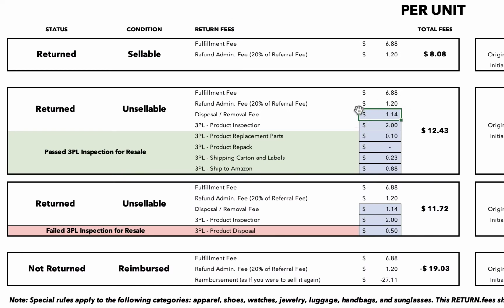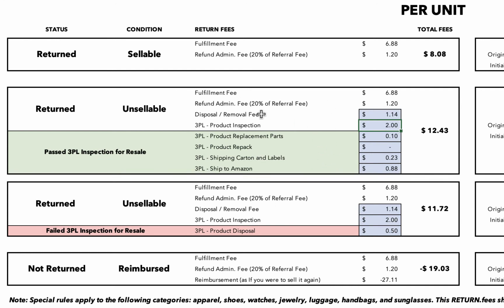What we choose to do is to actually have the unit removed and sent to our 3PL so that they can inspect it. What we find is that often units that Amazon calls unsellable are actually in really good condition and can be sold again. So that's why we choose to have them sent to our 3PL. The 3PL then conducts a product inspection for us. This costs $2. And then, of course, one of two things can happen. They can say, yes, this product is good for resale. In that case, that's the green scenario. Or they can say, no, this product is actually defective. Let's dispose of it. And that's the red scenario.